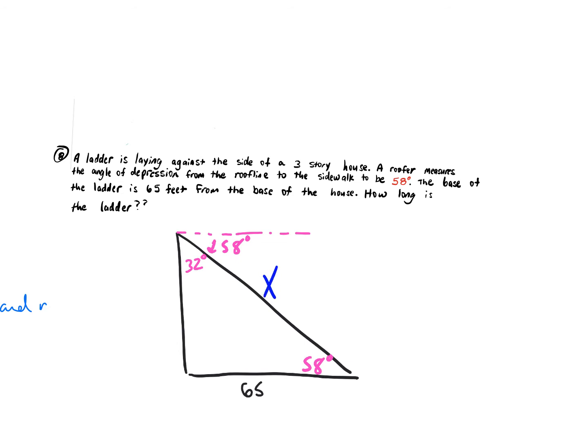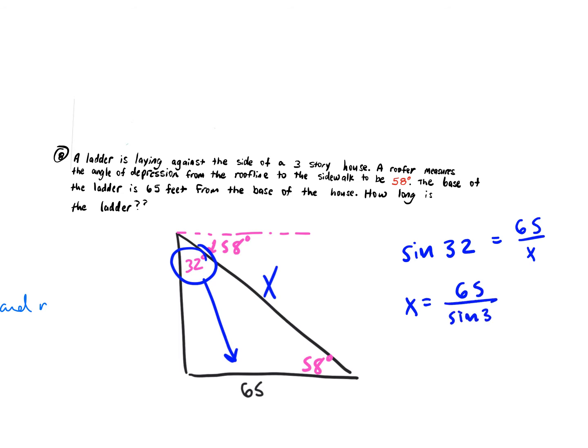So which trig function should I use? Sine of what? Sine of 32. Sine is opposite over hypotenuse, so it would have to be 32. You could use cosine of 58. You'll get the same answer. So sine of 32 is equal to 65 over x. Multiply both sides by x, so x is equal to 65 over sine of 32.